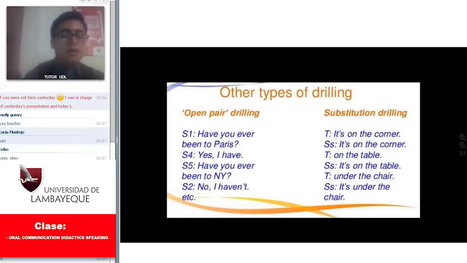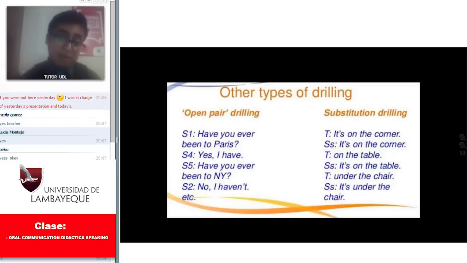Of course, Flor. Remember that open pair drilling, open means that you feel free to answer. You will say yes or you will say no. And because it's open, you can also change the places, as you can see here in the question. For example, the teacher says, have you ever been to Paris? Or, have you ever been to Venezuela? One student is going to say, maybe yes, I have, or, no, I haven't. Then the next student is going to ask the question, right? So they have to continue with the same structure. The structure is, have you ever been, right?